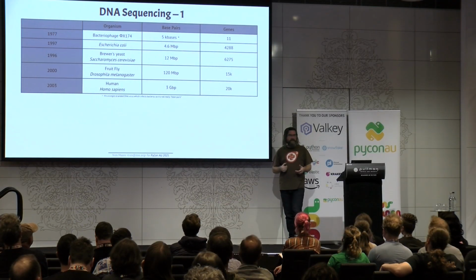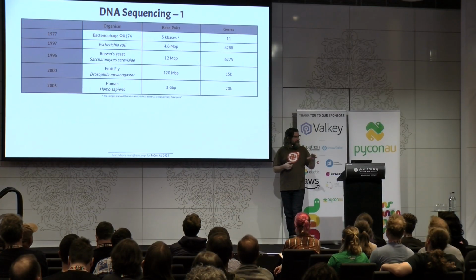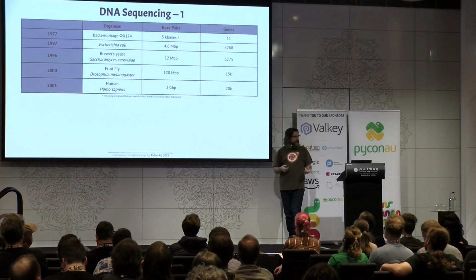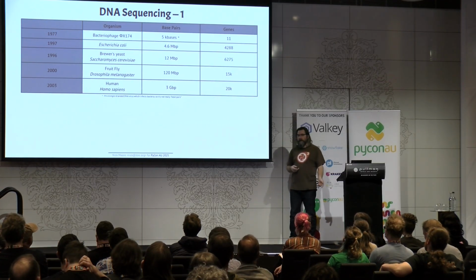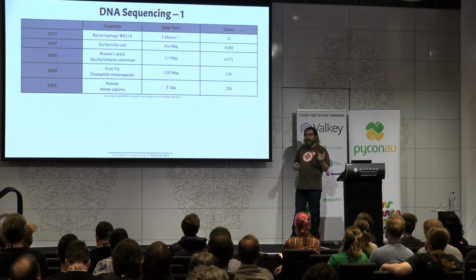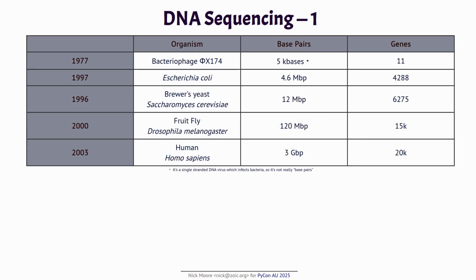It's incredible. A couple of decades later, we're sequencing much more complicated organisms like E. coli, so pretty common human gut bacteria, which have millions of bases, and yeast, ask me about my yeasts, which has millions of bases and thousands of genes. We eventually work up to the fruit fly, an organism beloved of biologists because you can catch them in a milk bottle and breed them and mail them to people and things like that.